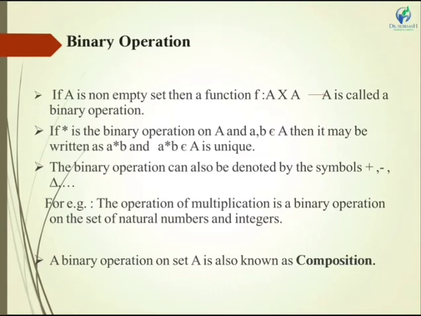Binary operation. What is binary operation? First, let us see. If A is a non-empty set, then a function f from A cross A to A is called a binary operation. If star is the binary operation on set A and a, b belong to A, then it may be written as a star b, and a star b belongs to A is unique.